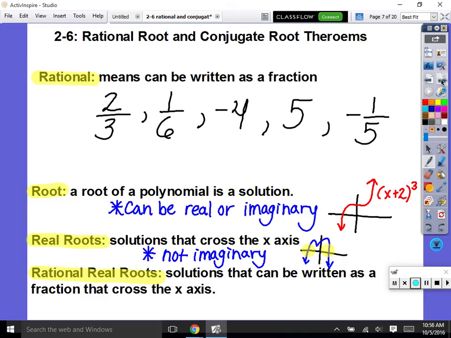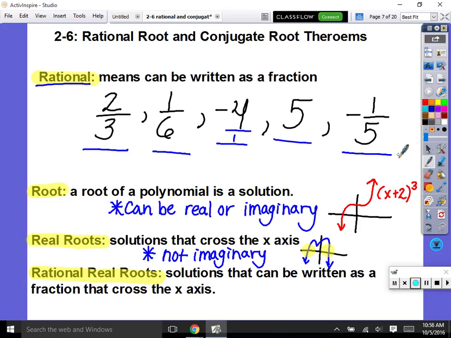So just some vocabulary. Rational means can be written as a fraction. If you understand what rational root theorem means, it's going to make more sense. So rational means can be written as a fraction. So everybody, all of these are rationals. Isn't 2/3 a fraction? 1/6 is a fraction. It's a rational then. Isn't -4 technically a fraction? Isn't that just -4 over 1? So that's a rational. That's a rational and that's a rational. Do you all see what rational means?